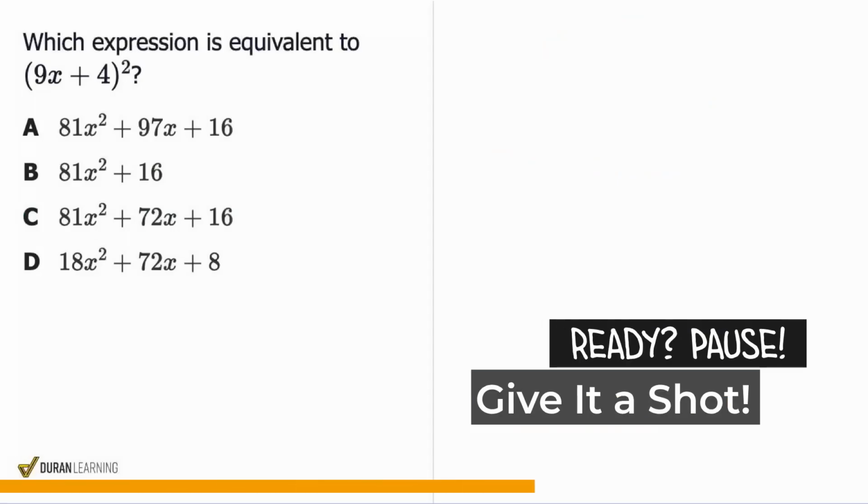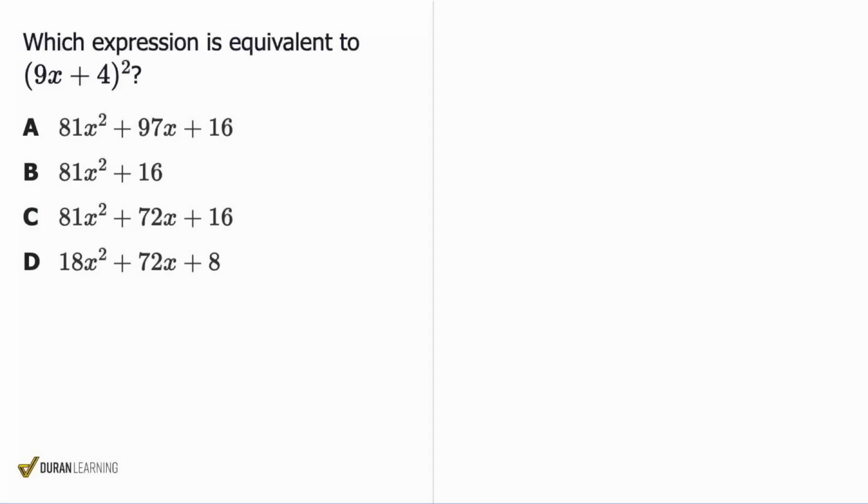All right, so moving on to this one here, we have: which expression is equivalent to 9x plus 4, all squared? So I love this problem, not because everybody always gets it wrong and it makes me laugh and brings me joy on a Monday evening, but for the reason that it's very easy to overcome. It's a very easy mistake to make, but at the same time, it's a very easy mistake to overcome. Now, let me show you what that common mistake is.